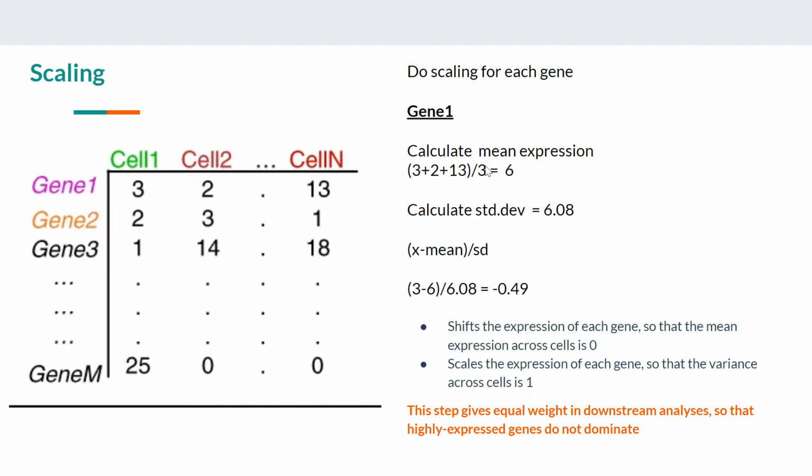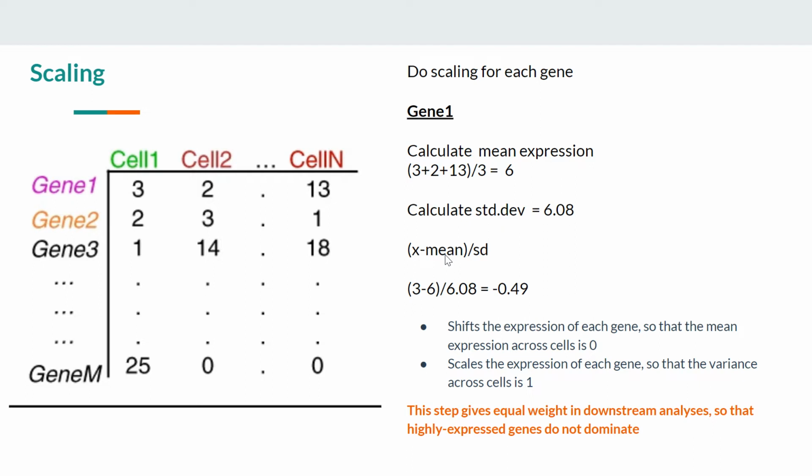Basically, we do a general standard normalization. Let's say you start with gene 1. You calculate the mean expression of the gene across all the cells. Then you calculate the standard deviation. Then you subtract the mean from the gene's expression, and divide that by the standard deviation. What happens when you subtract the mean is that if the gene's expression is higher than the mean, those will become positive. And if the gene's expression is lower than the mean, those will become negative.